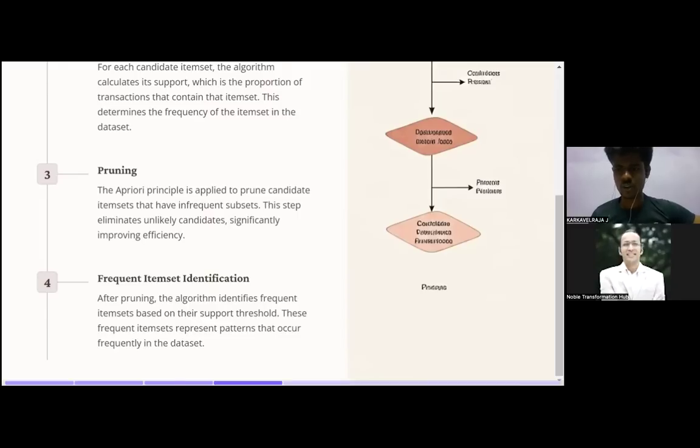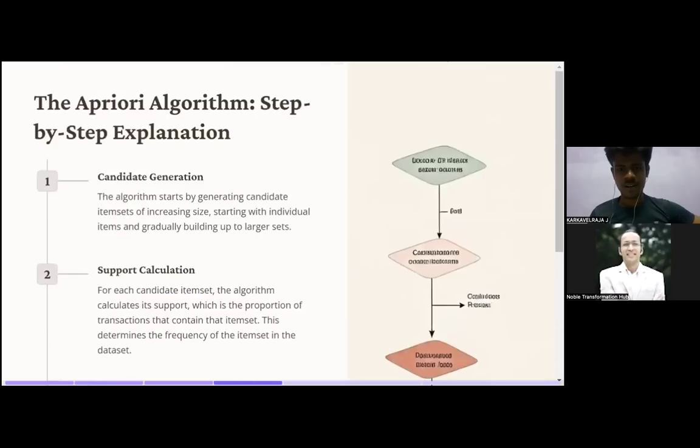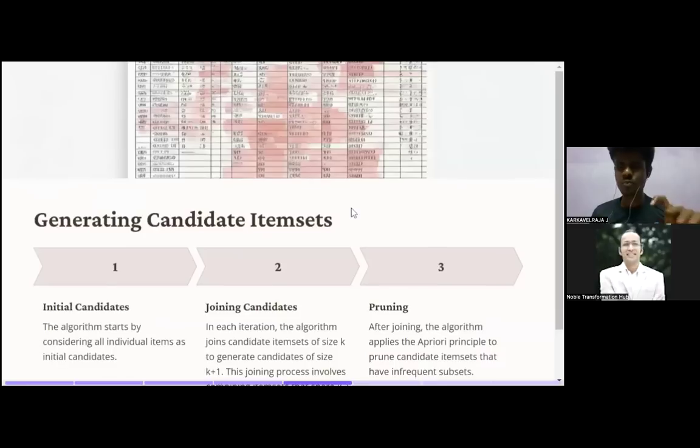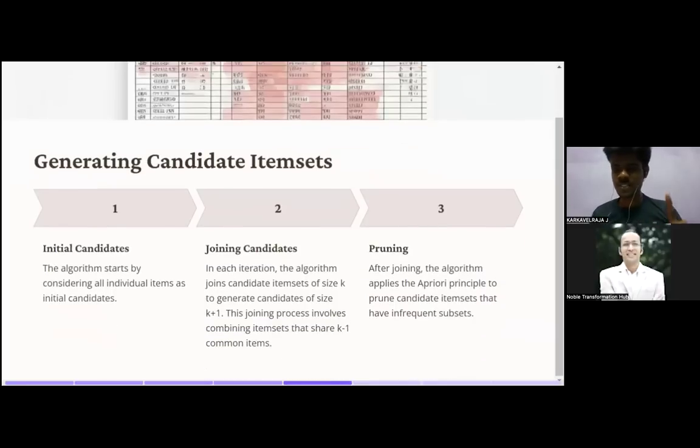Yeah sir, let's move on to the next slide. Okay, now we have explained you. Okay, let's move on one by one. Okay, what's the first thing?